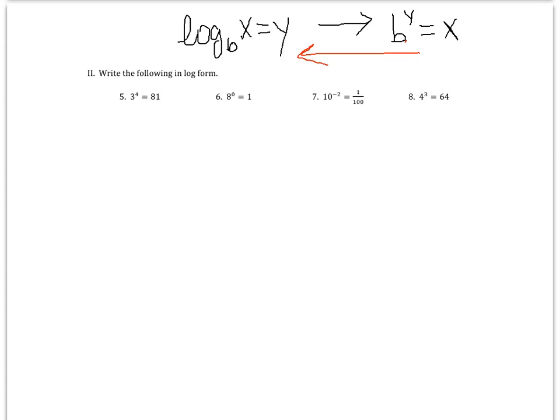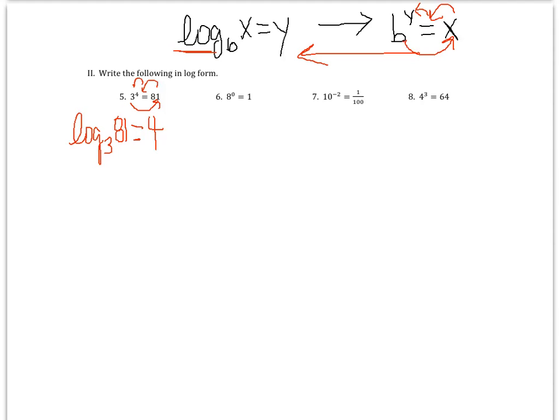Well, first of all, you're going to start by writing the word log. Then we're going to start with our base b of x equals y. So let's start with number 5. First thing you do is write down the word log. If you're going to convert to log, you have to have the word log written. And then you're going to start with your base. My base is 3 of 81. So the 3 is going to be a subscript. The 81 is going to be regular. And we're going to pick up our equal sign and then set it equal to 4.